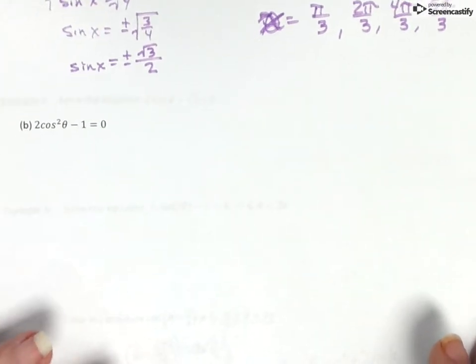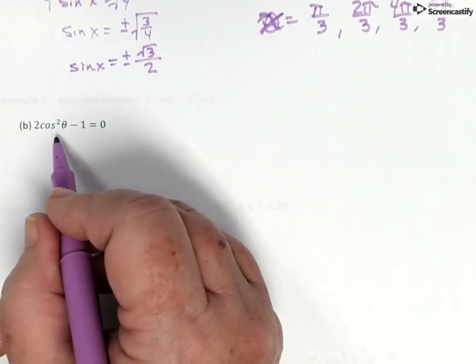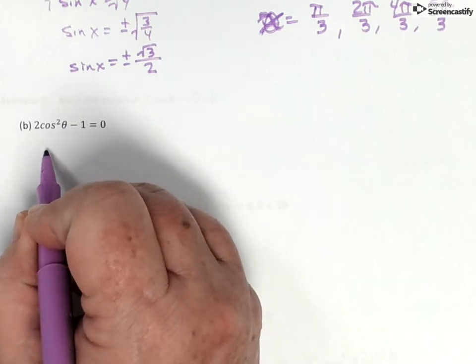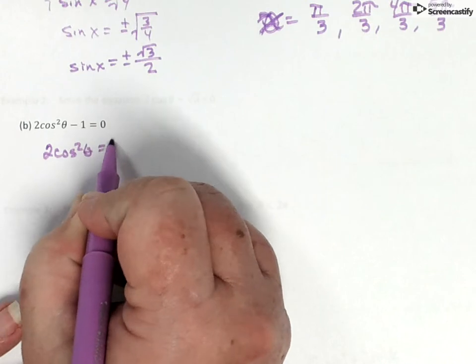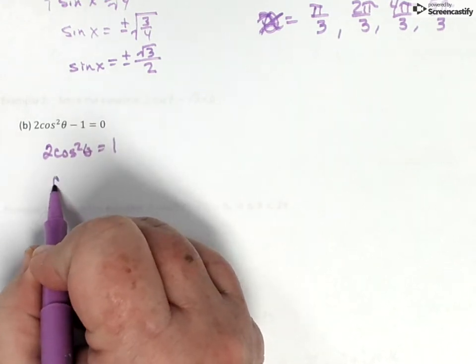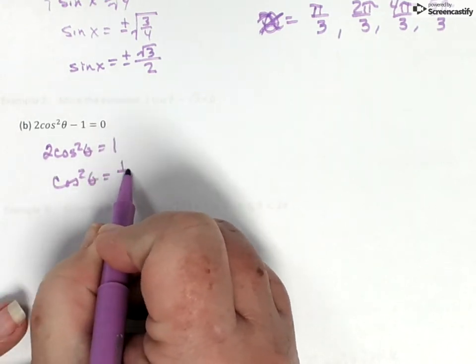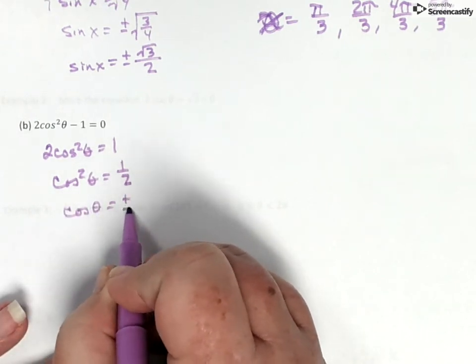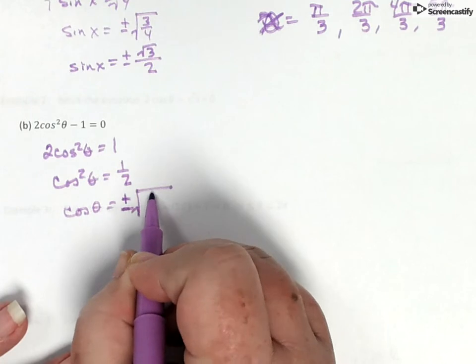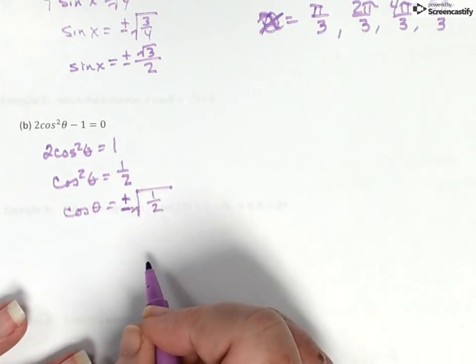We're going to do it exactly the same way. We're going to solve for theta. And so I'm going to add 1 to both sides. That's 2 cosine squared theta equals 1. Divide both sides by 2. So that's 1/2. And I'm going to take the square root of both sides. So that's plus or minus the square root of 1/2.